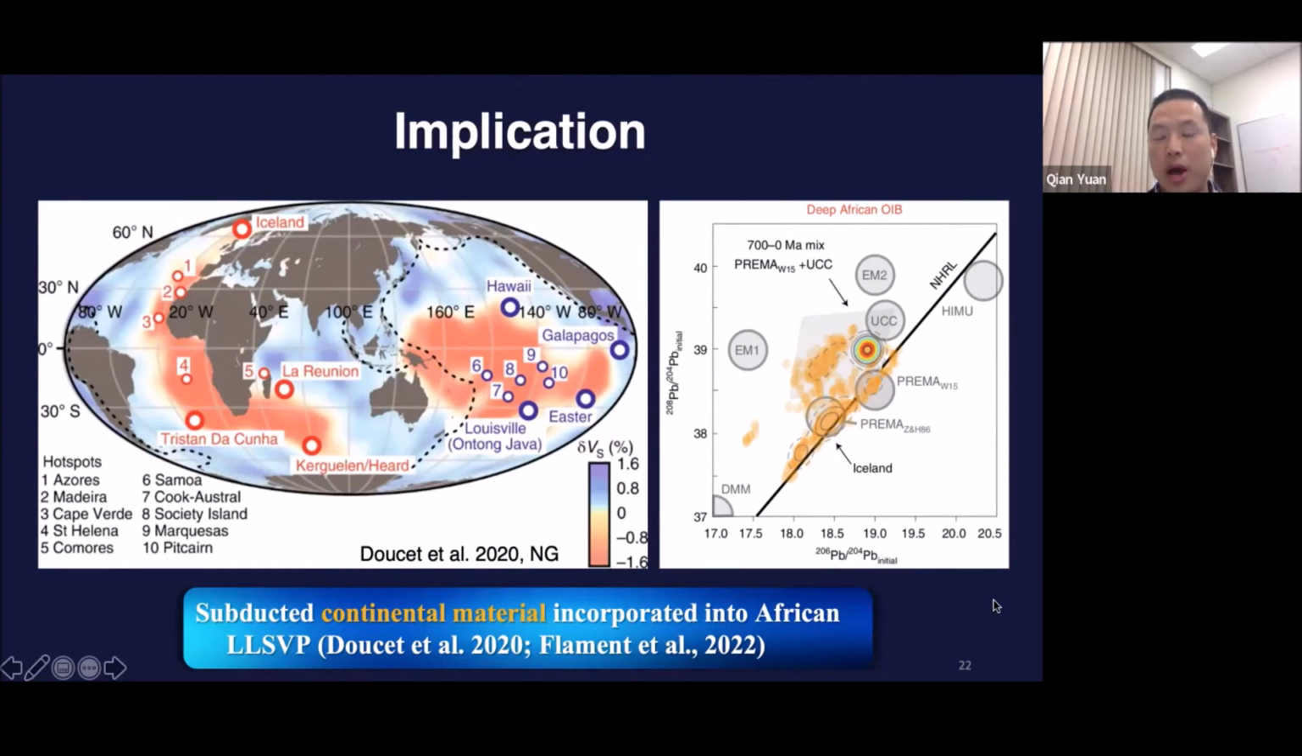So I would say right now it seems our geophysical evidence from seismology and geodynamic models agree well with the geochemistry studies and also new geodynamic models.